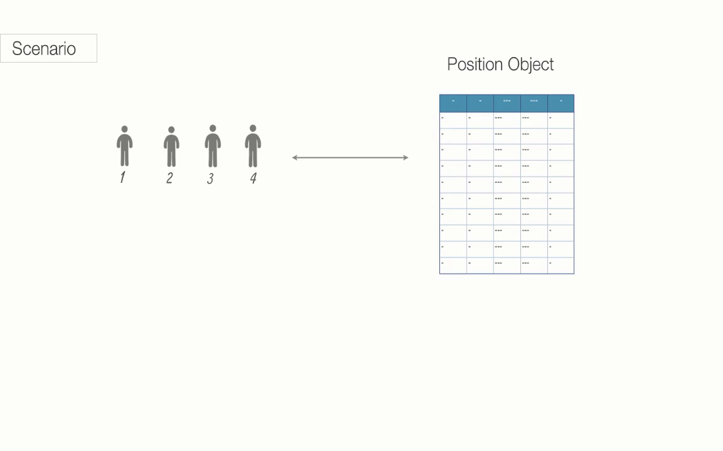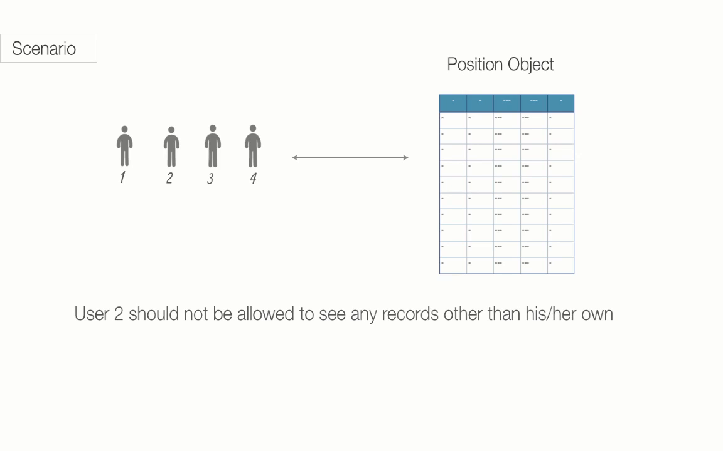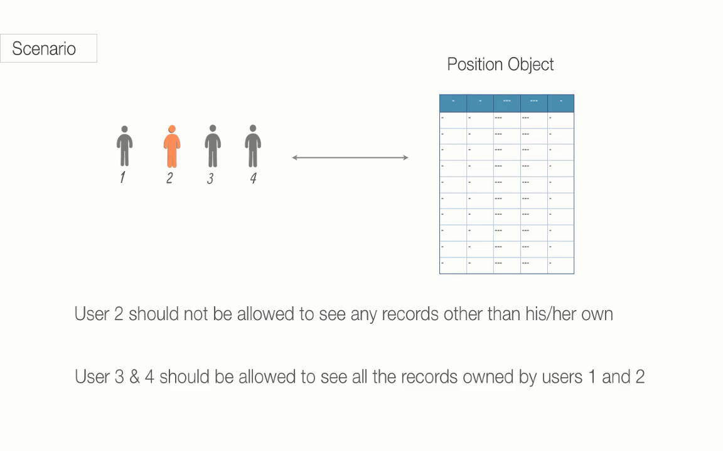Let's see how we can use organization-wide defaults in a particular scenario. There are 4 users who have access to records in the position object. User 2 should not be allowed to see any records other than his own. User 3 and 4 should be allowed to see all the records owned by users 1 and 2. Since user 2 is the most restricted user, the org-wide defaults would be private. This gets you thinking, how can user 3 and 4 access other records? You can make exceptions to organization-wide defaults. I'll talk about them in the next lecture.